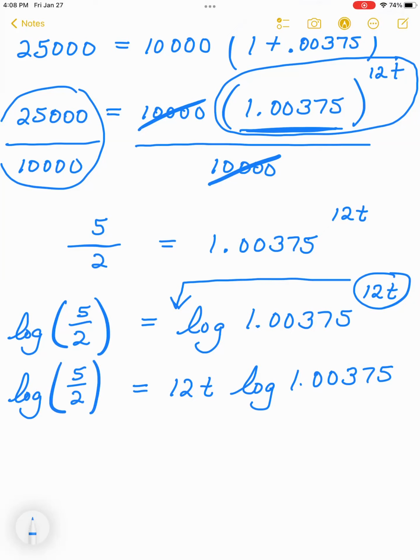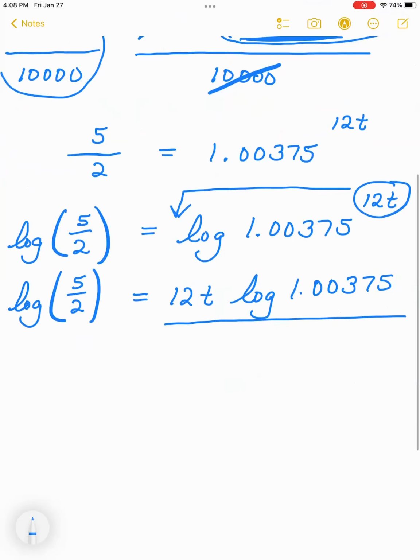So I'm wanting to get the t by itself. So what I have to do is divide. Everything's being multiplied there, so to get rid of things that are being multiplied, you have to do the inverse operation, which is division. To get rid of the 12, I need to divide by 12. To get rid of the log, I need to also divide by that log. I'm just going to do both of those things in one step.